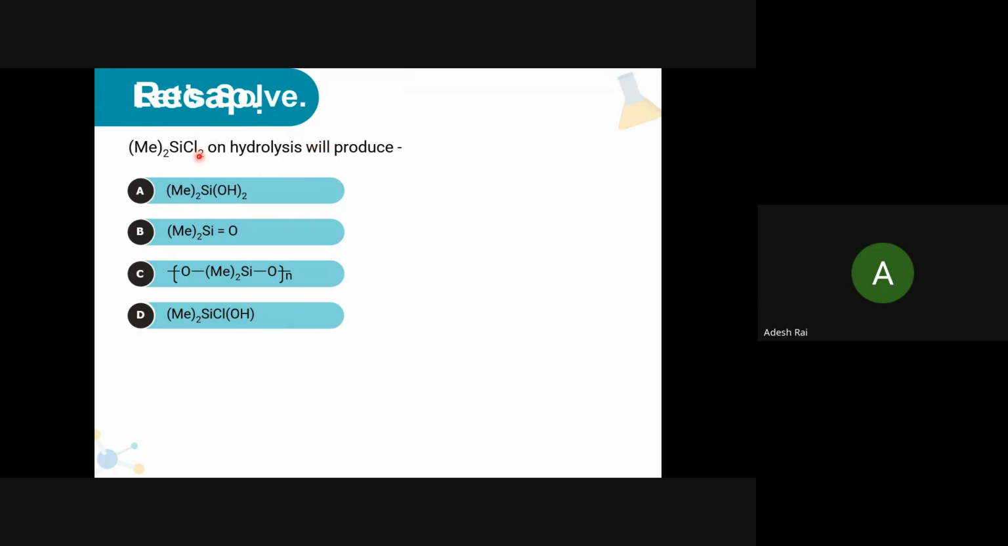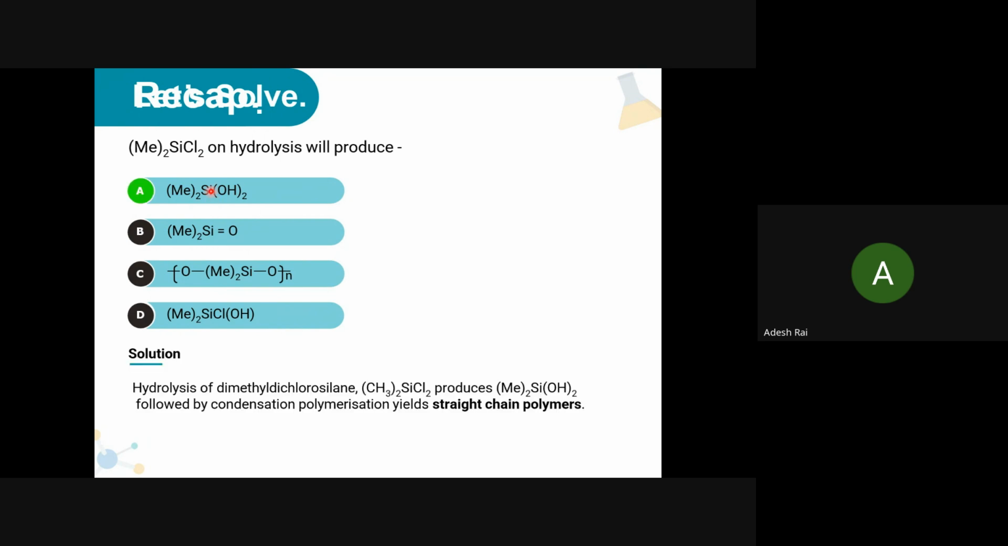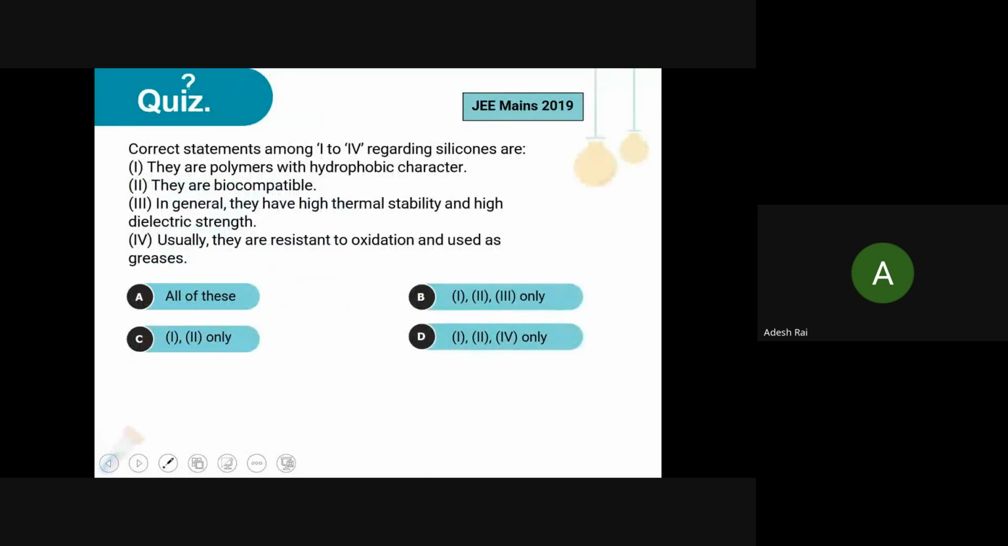Me2SiCl2 hydrolysis will produce both the Cl replaced by OH. So the correct answer will be Me2Si(OH)2. Yes or no? Just now we checked this, no? And this undergoes what? Condensation polymerization, and it forms a straight chain polymer. And to stop the polymerization, what do we use? We use trimethyl chlorosilane. Just now we did this, right?